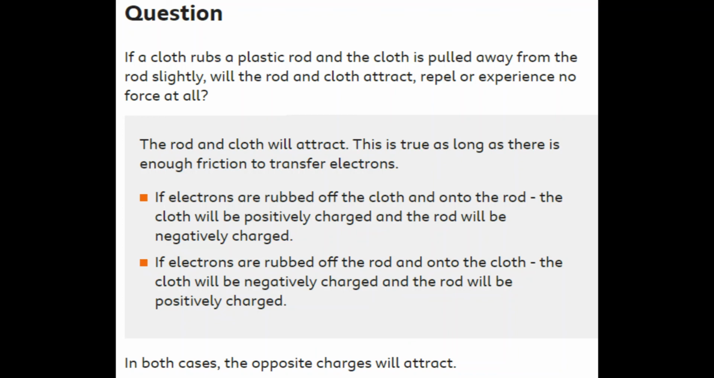If electrons are rubbed off the cloth and onto the rod, the cloth will be positively charged and the rod will be negatively charged. If something has more electrons, it is more negative. If something has fewer electrons, it will be more positive. So if an object loses electrons, it will be more positive. If electrons are rubbed off the rod and onto the cloth, the cloth will be negatively charged and the rod will be positively charged. In both cases, the opposite charges will attract.